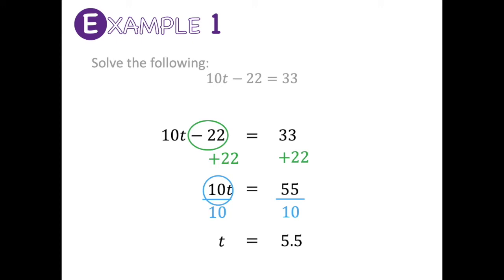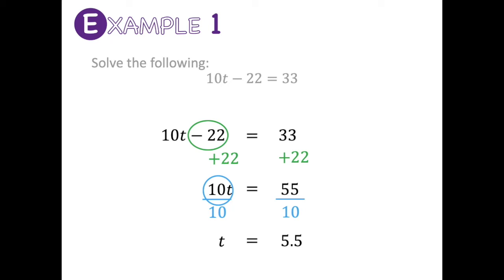I can check that by substituting my 5.5 value into my original equation. So 10t minus 22: 10 times 5.5 is 55. Subtract 22 gets me to my 33. So when we solve linear equations, we can always check our solution by substituting the value into the original equation to make sure that both sides are equal to the same number.